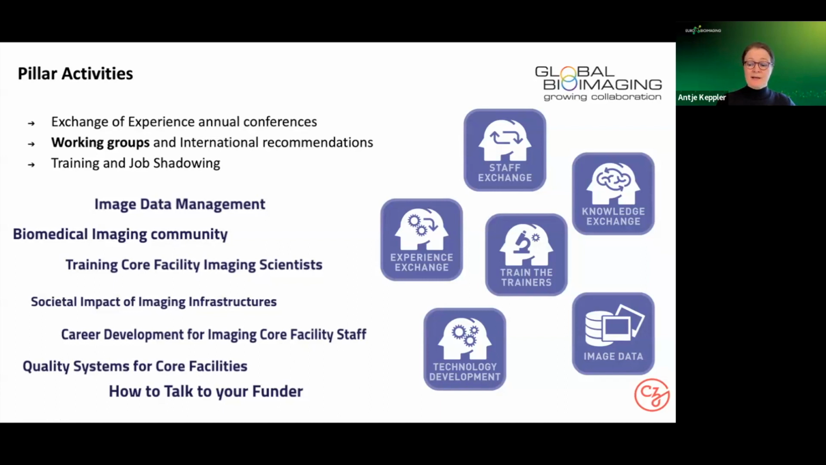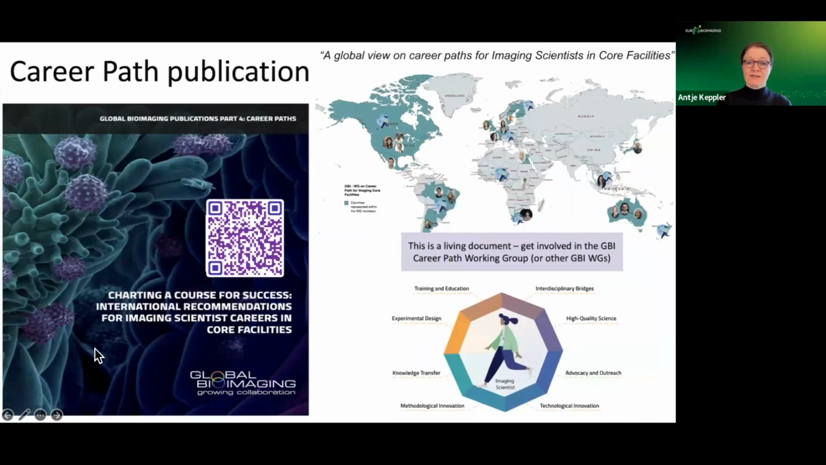This working group has been up and running for a couple of years, and I'm very happy to see here today Graham Wright from Singerscope, who was the first chair of this working group. He and his colleagues, a huge group from around the world, have been sitting together these past years to understand the common challenges, but also the specific challenges for a given location, when it comes to the career path development of imaging scientists working in publicly funded infrastructures. They pulled together this general information, but also specific information for given settings, as well as use cases and success stories, in an international recommendation called Charting a Course for Success: International Recommendation for Imaging Scientist Careers in Core Facilities.